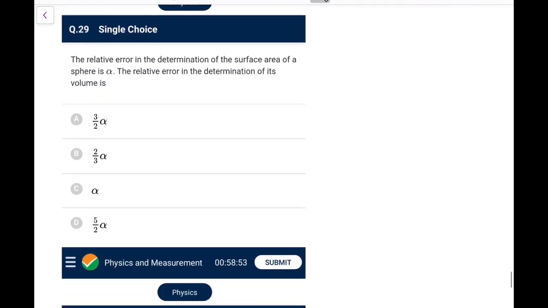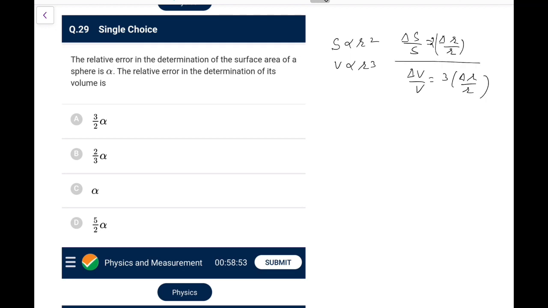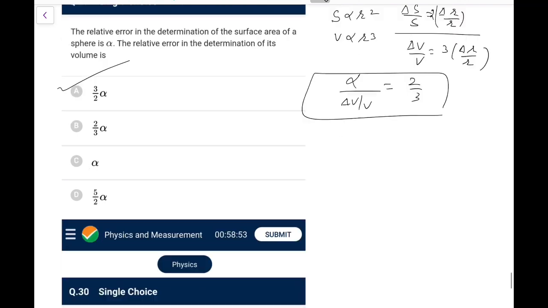Next, the relative error in the determination of the surface area of the sphere is alpha. The relative error in the determination of volume, as you know, surface area is proportional to r square, volume is proportional to r cube. So delta S by S would be delta R by R times 2, and delta V by V would be 3 times delta R by R. So we can take the ratio, it would be 2 by 3. So this is alpha upon the fractional error in volume, which would be 2 by 3. So the fractional error in volume would be 3 alpha by 2. So option A, that's a very common question.